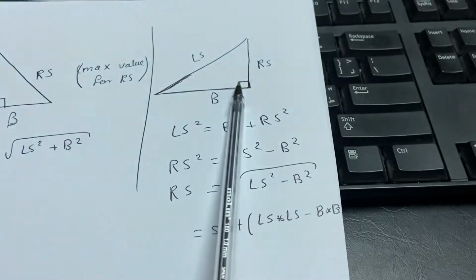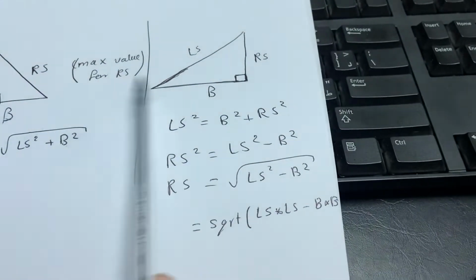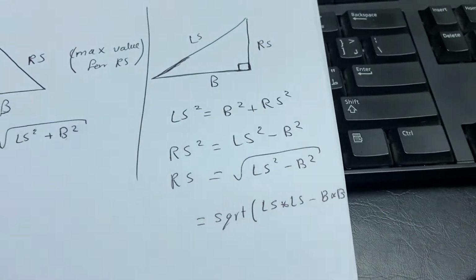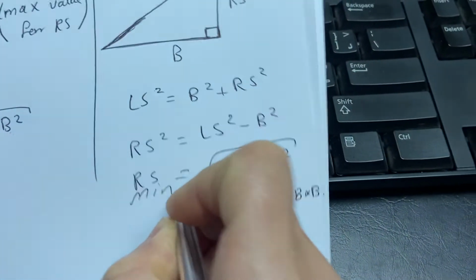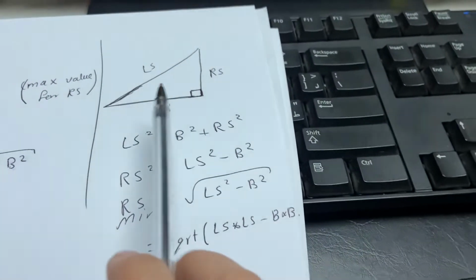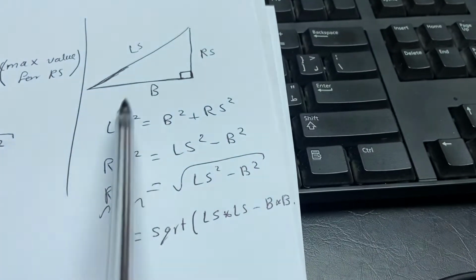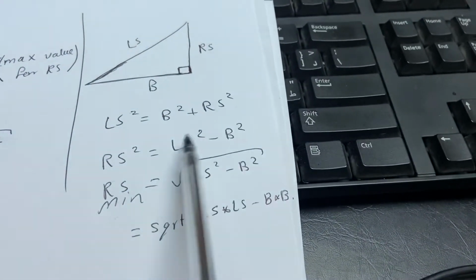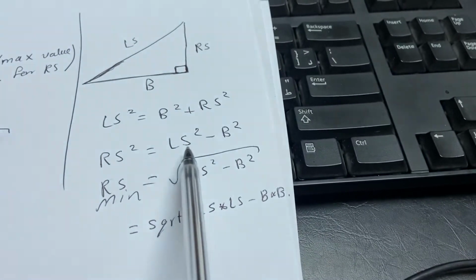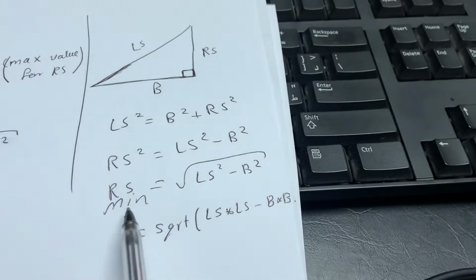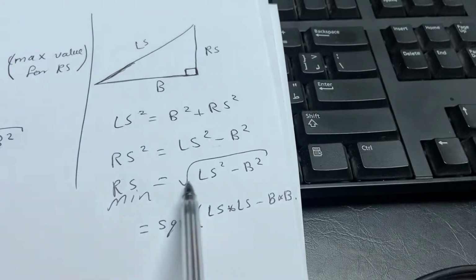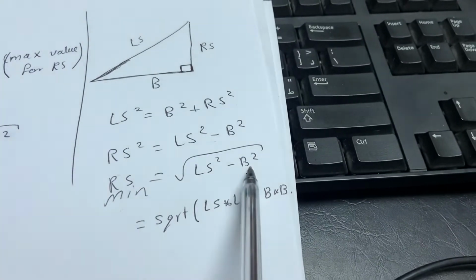The other case for this ladder, when we can move it, is where the right side will be at its minimum value. The minimum value of the right side will be as follows. If we use the Pythagorean theorem again, the left side squared equals b squared plus rs squared. So rs squared equals left side squared minus b squared. Now the minimum value of the right side, based on this theorem, will be the square root of left side squared minus b squared.